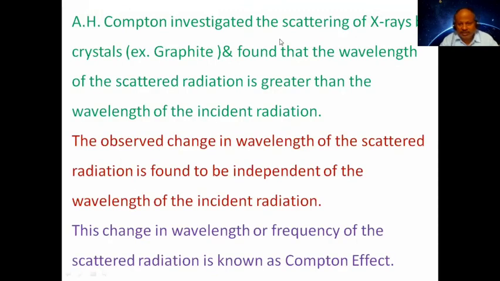Compton investigated the scattering of X-rays by crystals, for example graphite, and found that the wavelength of the scattered radiation is greater than the wavelength of incident radiation. यानी कॉम्पटन ने observe किया कि अगर X-rays graphite पर गिरते हैं, तो the wavelength of the scattered radiation is greater than the wavelength of incident radiation, and the observed change in wavelength of the scattered radiation is found to be independent of the wavelength of incident radiation.